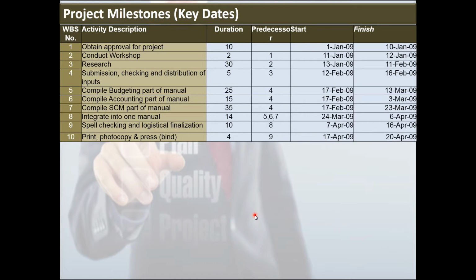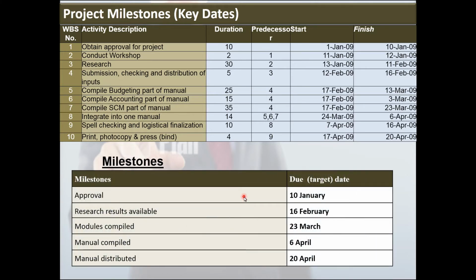We also identify the milestones, the key dates, when we do activity scheduling in a project. Consider this example. We have a project. We want to compile a manual. First, we must get approval for the project. If we don't get approval, the project will not be able to be conducted.